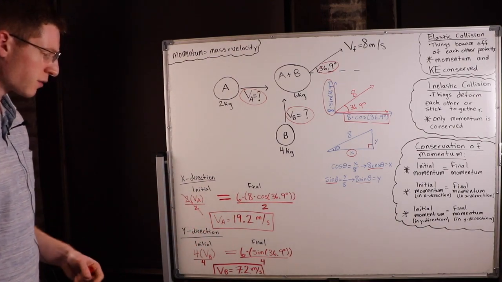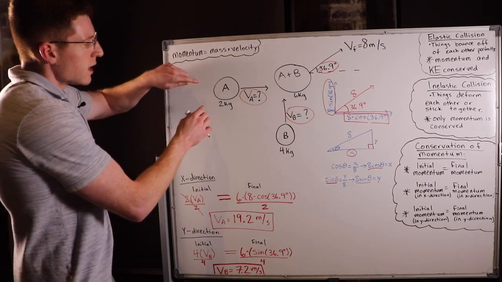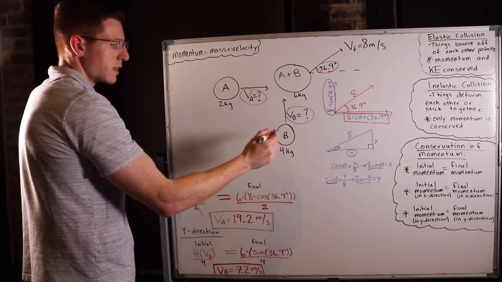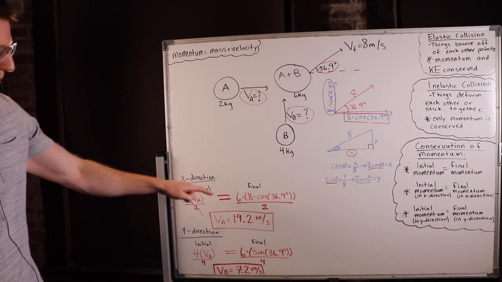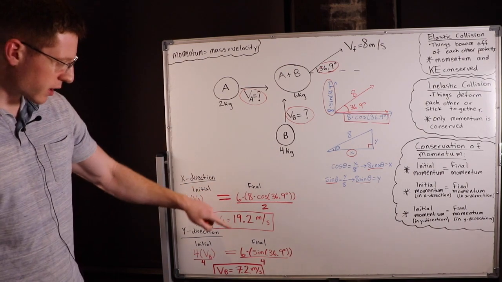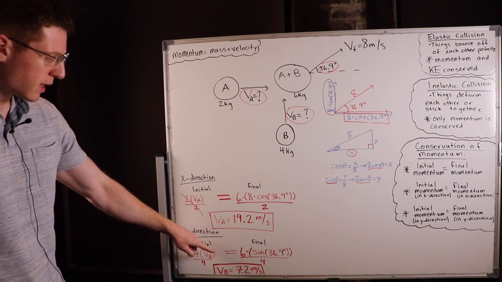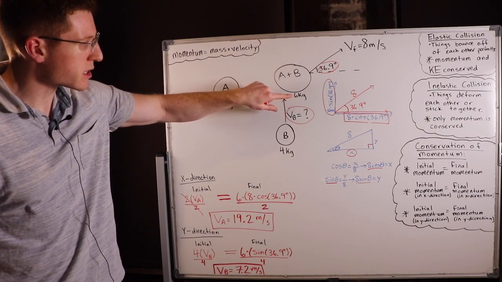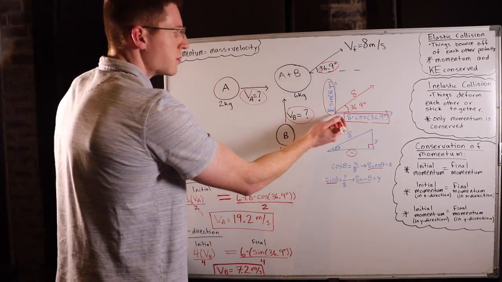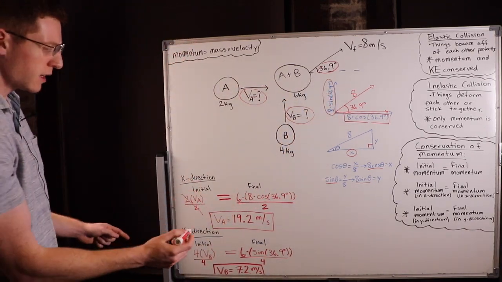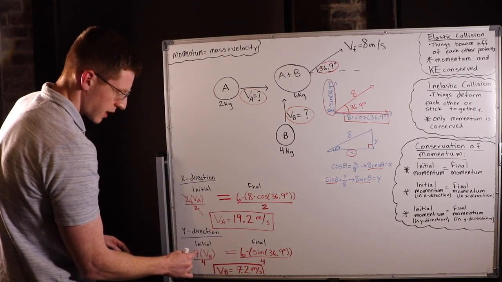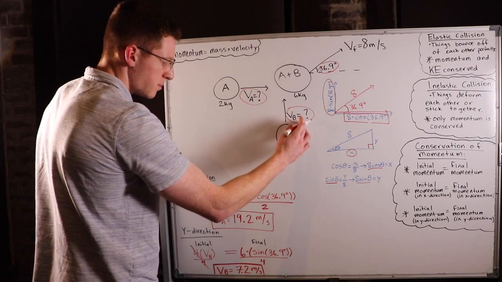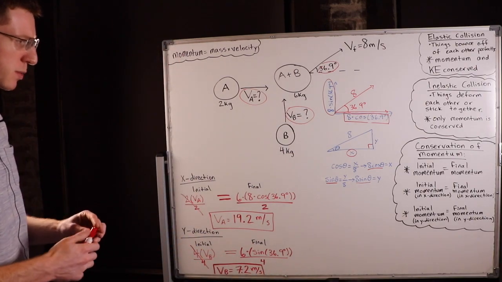Then we do the same exact thing for the y direction. So initially, A had no y direction, right? It was just B that had the y direction. So this is the only thing we have to worry about in the initial y direction. We know it's 4 kilograms, and we want to know its initial velocity, so I'll keep that a variable. And we know the final y momentum was this combination mass. Its mass is 6 kilograms, and its y velocity was 8 times sine of 36.9. So we'll put that there, mass times velocity, divide both sides by 4, cancel this out, and the initial velocity of B must have been 7.2 meters per second.